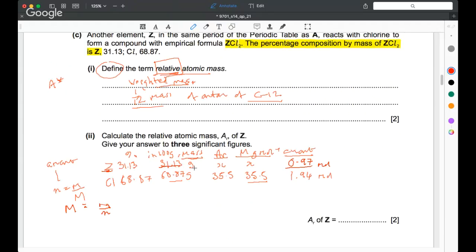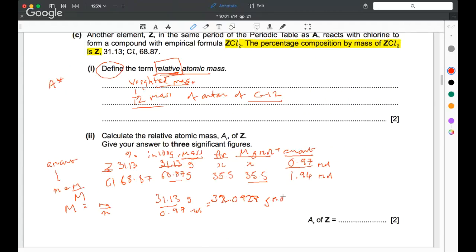And if you divide 31.13 by 0.97, let's do that, 31.13 grams divided by 0.97 moles, then you get a result of 32.0927. I'm just writing it out, I'm not rounding too early here. And the units there, of course, are grams divided by moles, grams per mole.